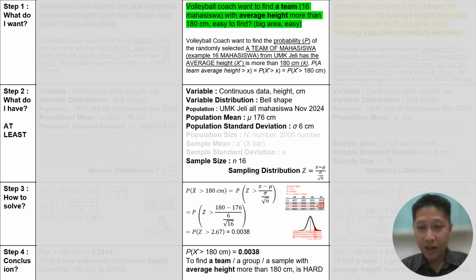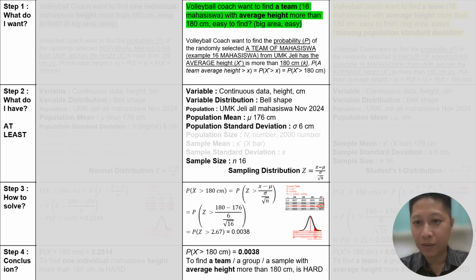The volleyball coach abandoned the idea of looking for one individual. Now he said that he doesn't want to look for that one individual, he wants to form a team. He closes his eyes and randomly selects 16 students to form that team. What will be the probability that this team's average height is more than 180 cm? Is it too easy to find this team from these students?